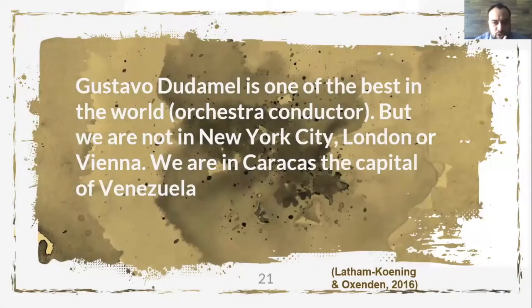The last example I'm gonna show you is my favorite because I am a Latin American, and it says Gustavo Dudamel is one of the best orchestra conductors in the world. But we are not in New York City, London, or Vienna. We are in Caracas, the capital of Venezuela. The third form of othering is there. How knowledge can only come from the center, can only come from the one in control, and it cannot come from one of these countries, from Venezuela, for example. Why not? I mean, what's wrong if Gustavo Dudamel is the best, right?